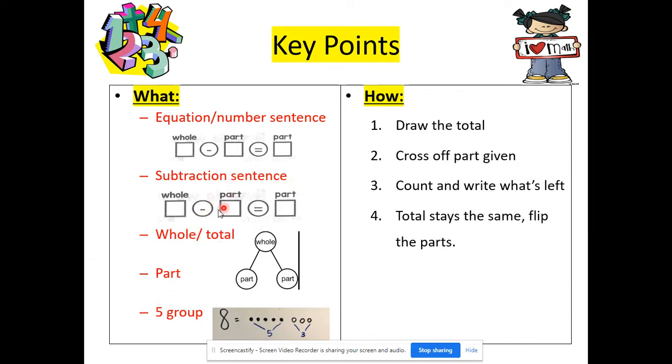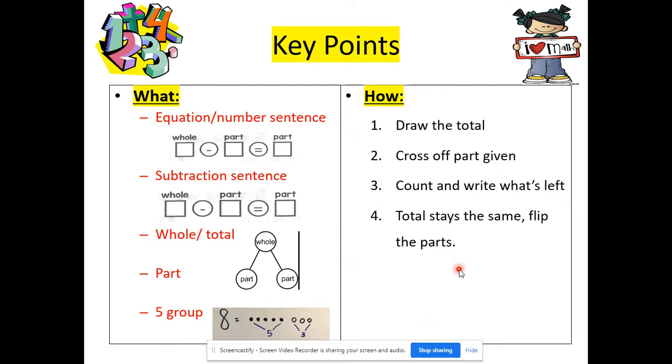We also need to know what a whole or total is. Remember, if we say total, it's the same thing as whole number, or if we say whole number, it's the same thing as total, which goes up here in our number bond, or it connects to two parts. Remember, we also need to know what parts are. Two parts make up our whole number or our total. And remember to draw your math drawings in 5 groups. Why? Because you need to have organized drawings so that we're able to count quickly, also known as able to count efficiently.